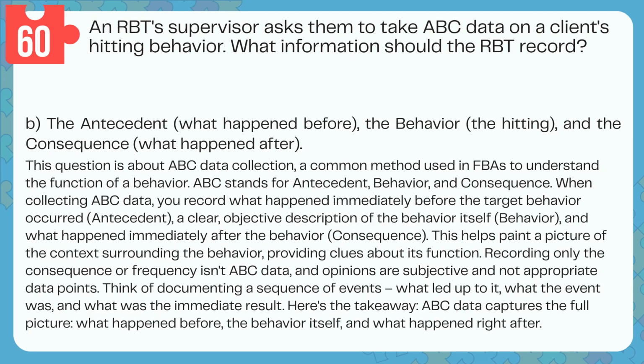Answer: B. The antecedent, what happened before, the behavior, the hitting, and the consequence, what happened after. This question is about ABC data collection, a common method used in FBAs to understand the function of a behavior. ABC stands for antecedent, behavior, and consequence. When collecting ABC data, you record what happened immediately before the target behavior occurred, the antecedent; a clear, objective description of the behavior itself, behavior; and what happened immediately after the behavior, the consequence. This helps paint a picture of the context surrounding the behavior, providing clues about its function.